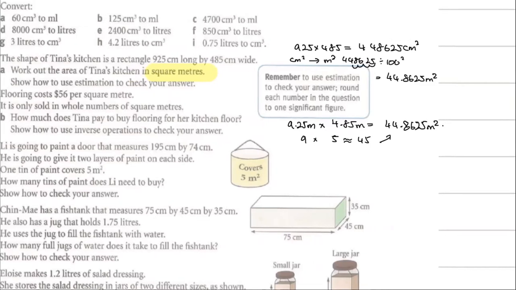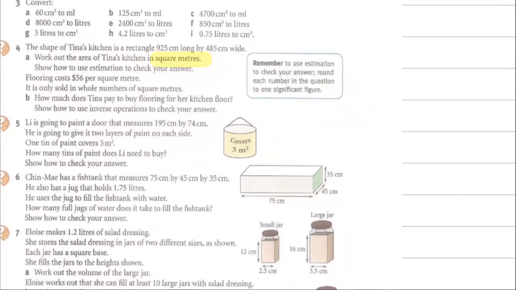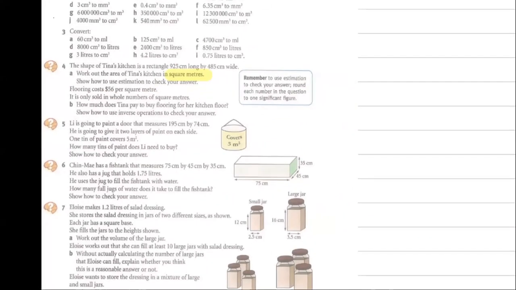Okay, so that's for question A. So for question A, I will actually want you to write it this way. So if you're checking your answer, well, not both ways are, one of it is wrong, but the preferable one is to just convert it to meters. So to estimate, 9 times 5.